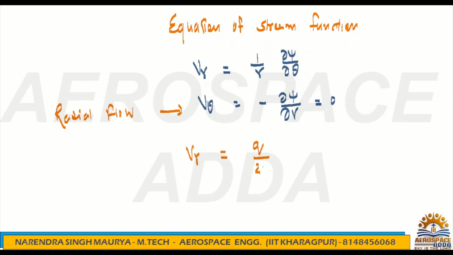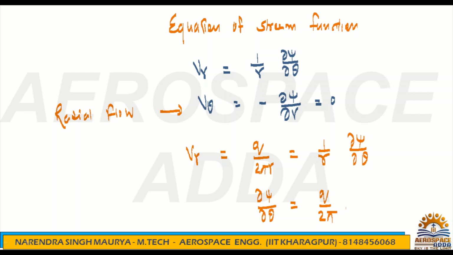Just now we have seen it is q upon 2 pi r, and it's nothing but 1 by r ∂ψ/∂θ. If you check, r cancels out on both sides. What will you have? It's ∂ψ/∂θ is equal to q upon 2 pi.